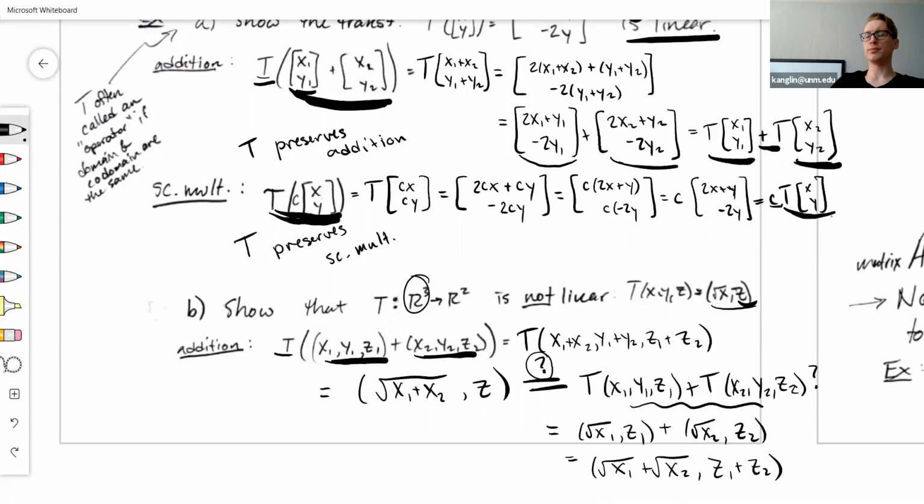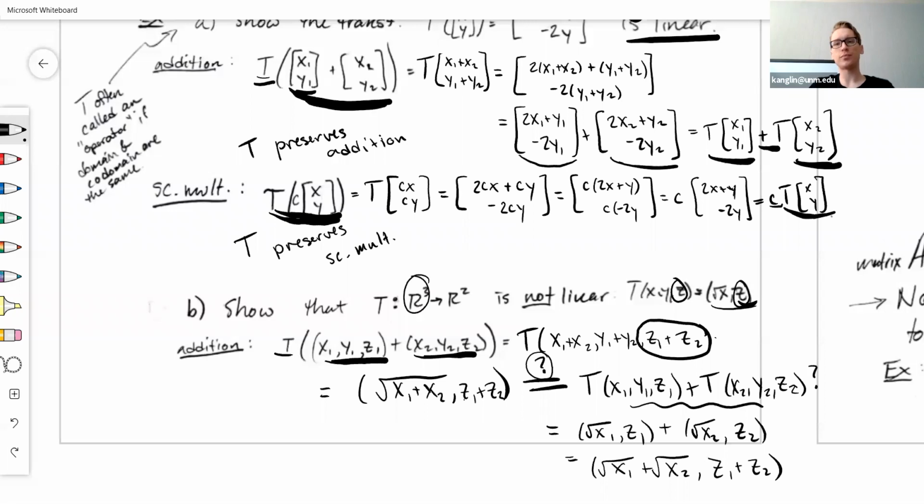This is your result. So let's ask, where did I make a mistake? I made a mistake right here. Z1 plus Z2 should have gone here, right? The last component of the input is the last element of the output. I should have had a Z1 plus Z2 here.